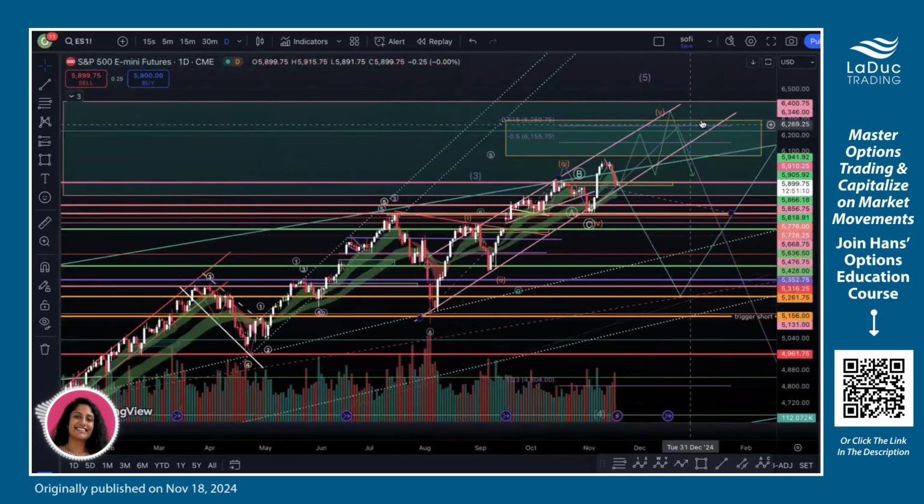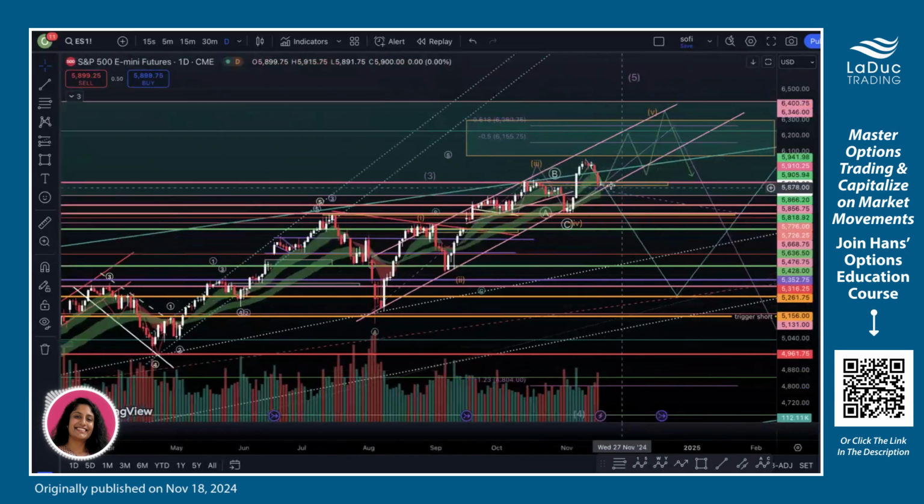So you can see this. This is the channel. We're holding right at the channel. If we get supported, we continue moving higher. Otherwise, we likely have a quick sell to the bottom.